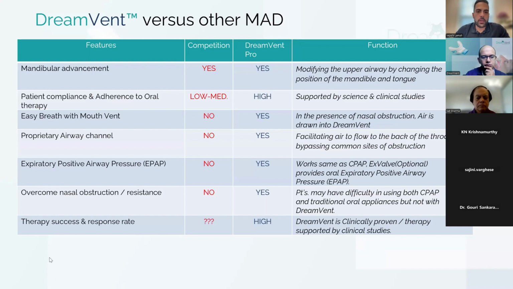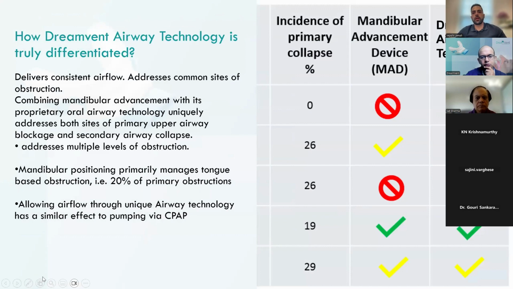And this is also another slide that compares the regular sleep appliances, the mandibular advancement devices, relative to the Dreamvent with the dedicated airway space.